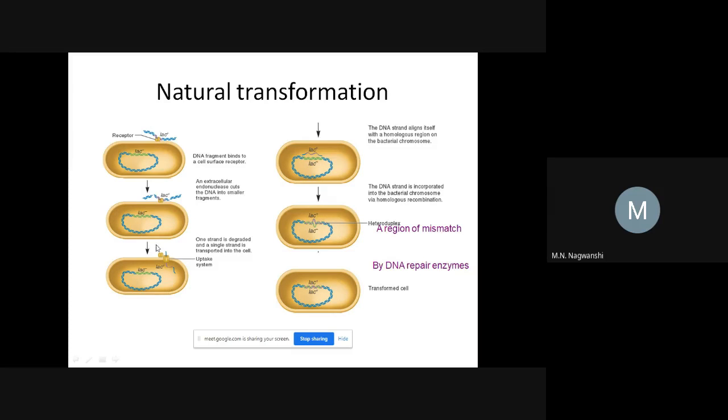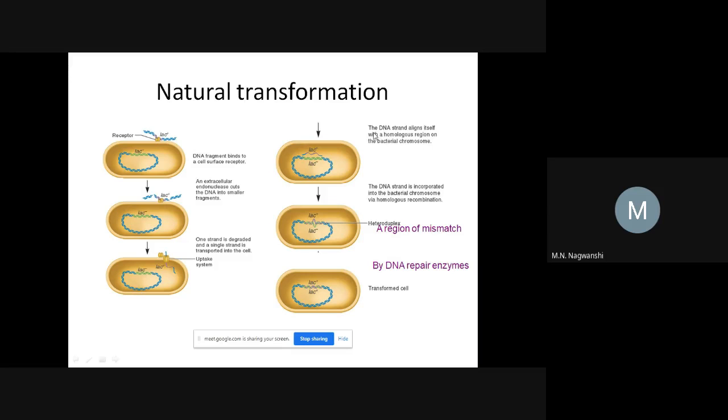So what happens when this foreign fragment of DNA reaches the bacterial cell wall? Here there is a protein that recognizes this DNA fragment and cuts it into smaller pieces, and it degrades the other DNA strand, and only one strand is released inside the cell. Only one strand of the foreign DNA is released inside the cell.